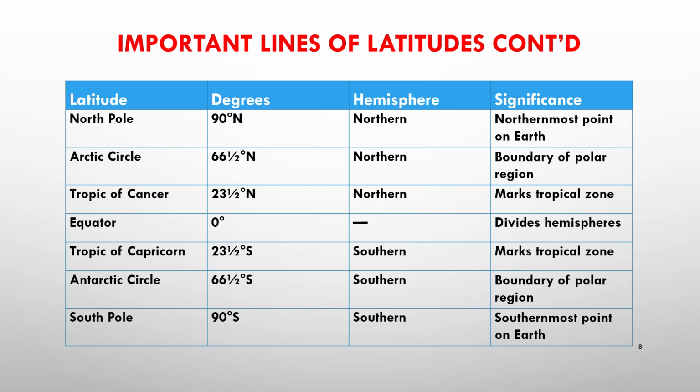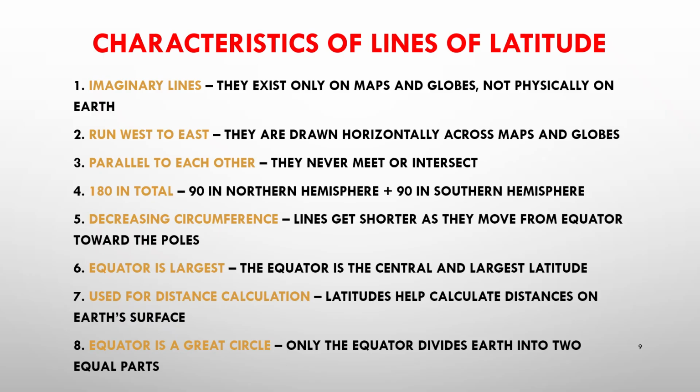Also, notice the degrees increase as we move away from the equator towards the pole. This is because we are measuring angular distance from the center of the Earth. Okay.